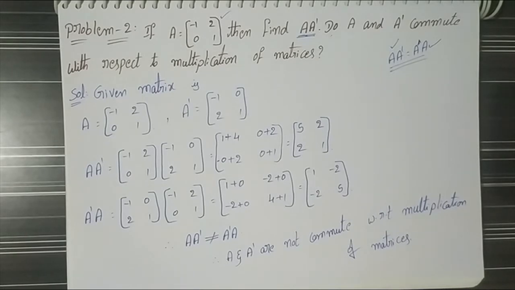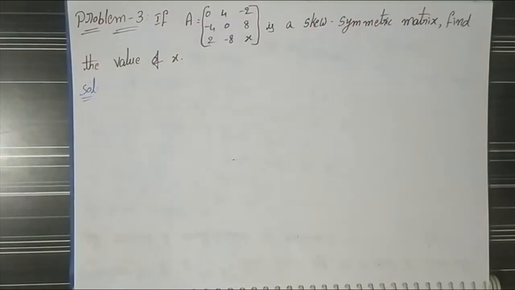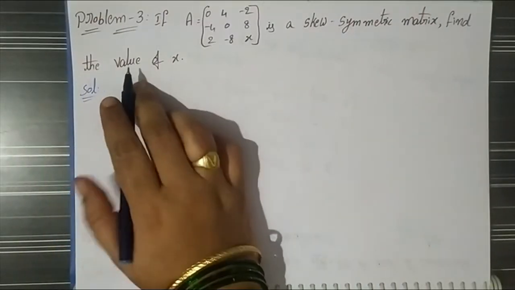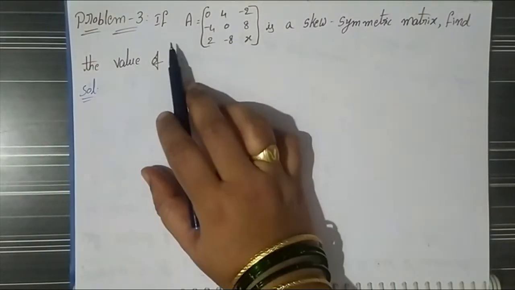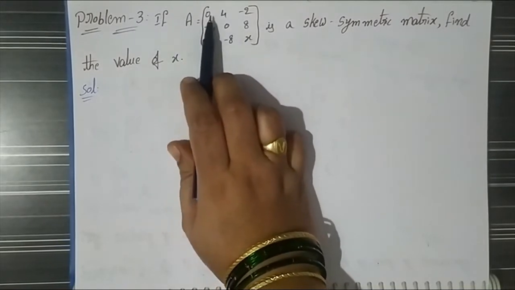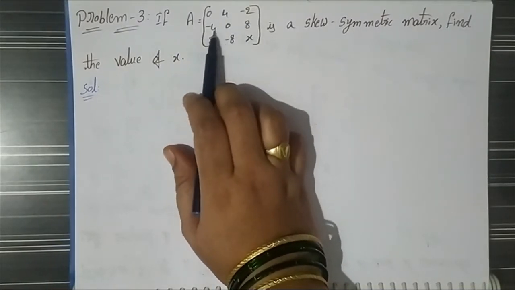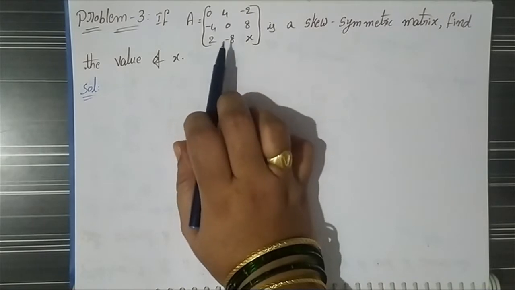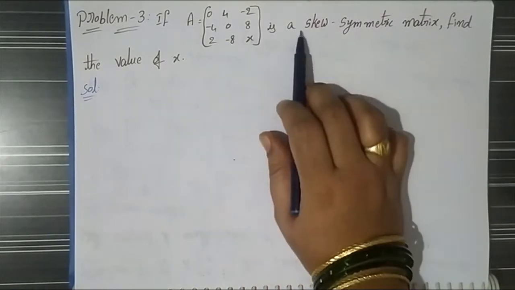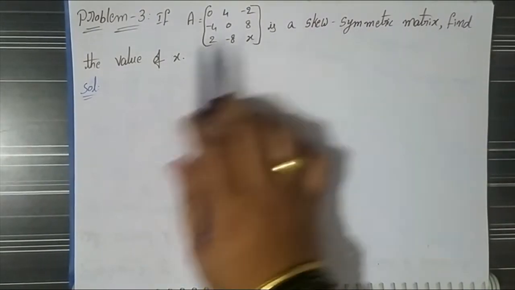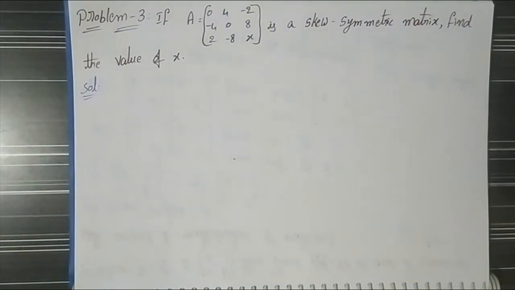Next we will go to the third problem in the same solved problems. This is our third problem. Problem number 3 is: if A equal to 0, 4, minus 2, minus 4, 0, 8, 2, minus 8, x is a skew symmetric matrix, then find the value of x. This is our given problem.